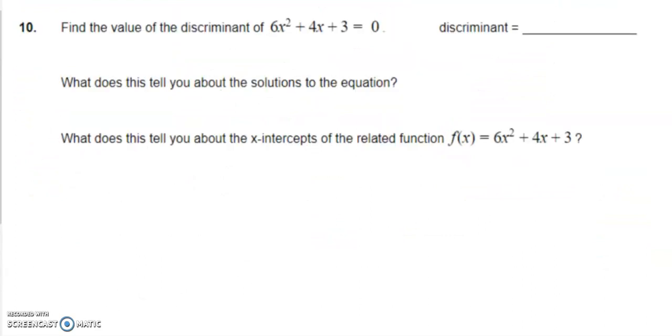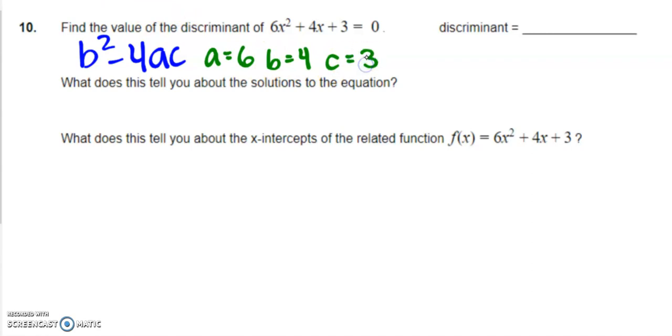Find the value of the discriminant. Well, the discriminant is b squared minus 4ac. It's the part that's underneath the square root in the quadratic formula. Might want to make sure that's on your summary sheet. So again, it helps to identify a is 6, b is 4, and c is 3, which means that b squared is going to be 16 minus 4 times 6 times 3. That gets us a final discriminant of negative 56.